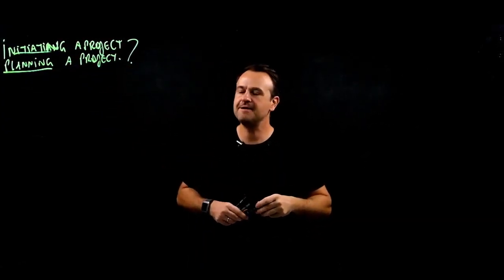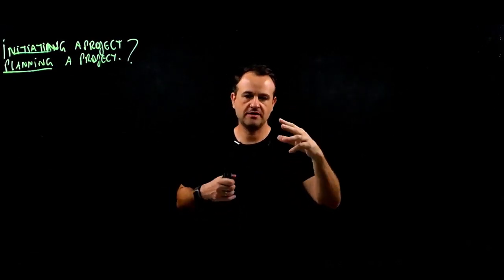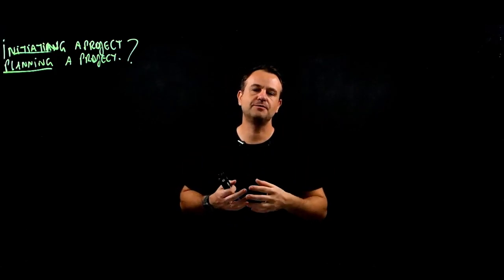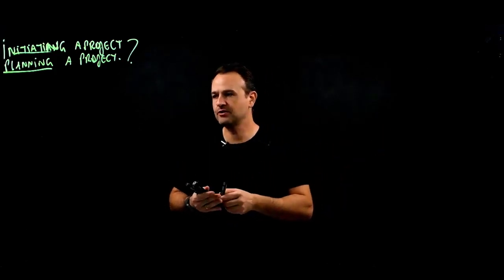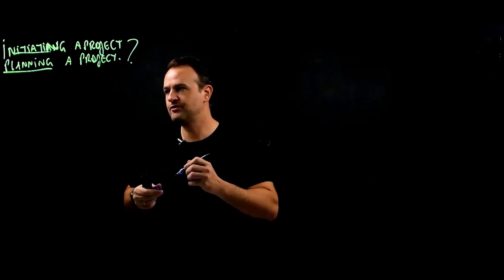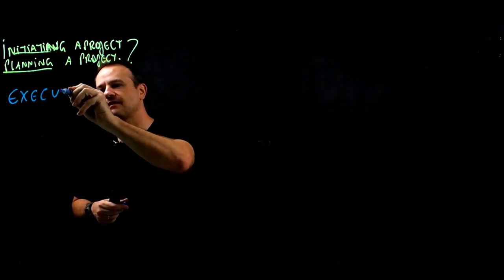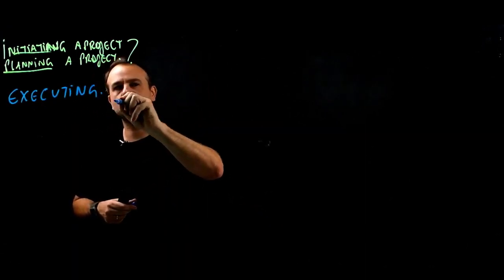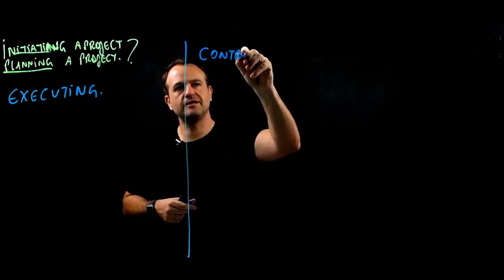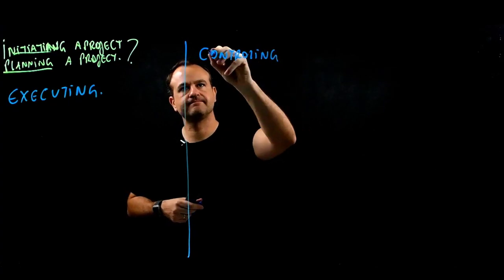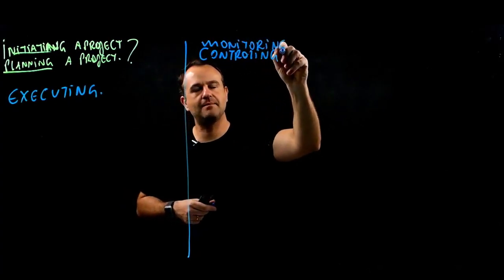In the planning, we create detailed plans for scope, schedule, cost, quality, resources, communications, risks, procurement, and stakeholders. What we're going to do now is move to the executing of a project, and also the monitoring and controlling. So I'm going to divide it here, monitoring and controlling. And let's check out how this happens in practice.